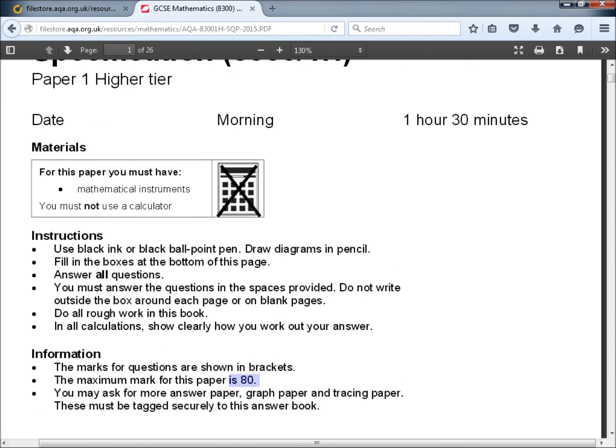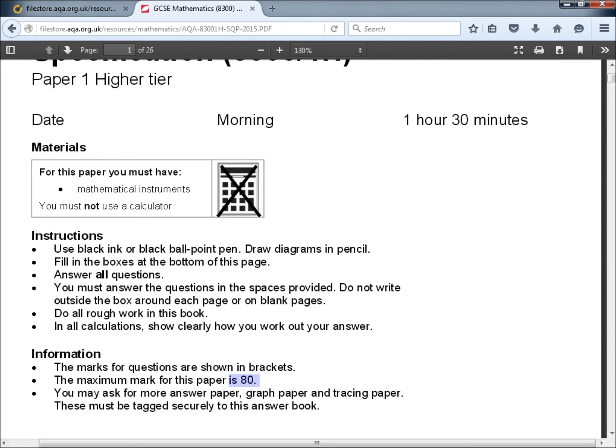What other instructions do we have? Okay, for this paper you must have mathematical instruments. You must not use a calculator. Use black ink or black ballpoint pen. Draw diagrams in pencil. Fill in the boxes at the bottom of this page. Answer all questions. You must answer the question in the space provided.